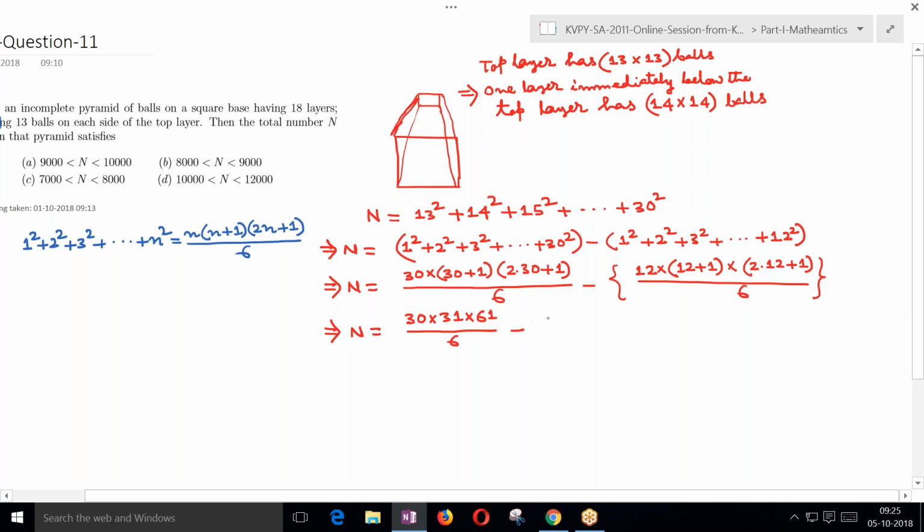Yeah, I already start getting the answers from the students. So that is equal to 12 into 13 into 25 divided by 6. If you simplify further, you will get the value of n is going to be 8805. Obviously 8805, as you see, will be between 8000 and 9000. So we get option B as correct. I hope things are clear. Any doubt, please do let me know.